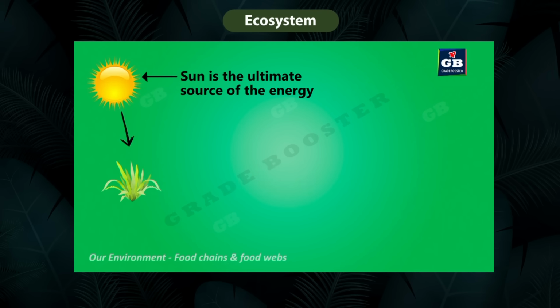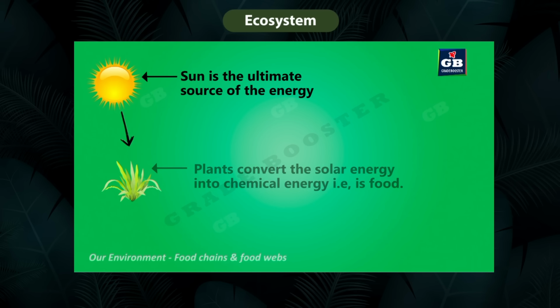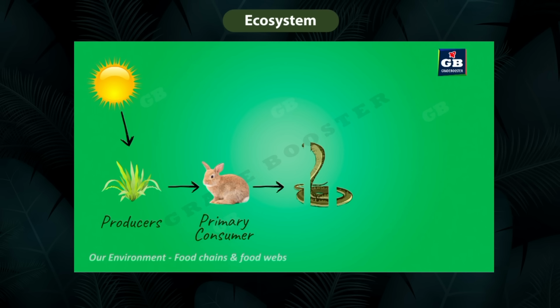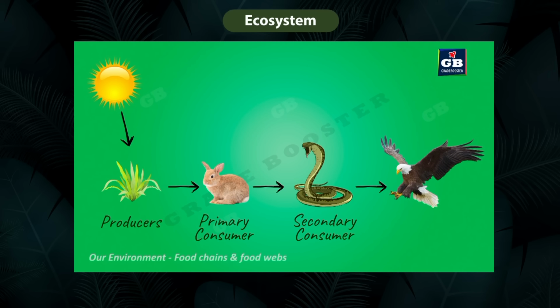In any food chain, the sun is the ultimate source of energy. Plants convert the solar energy into chemical energy, that is nothing but food. That is the reason why plants are called producers, because they produce the food. The animals that feed on plants are called primary consumers, and the animals that feed on primary consumers are called secondary consumers. The animals that feed on secondary consumers are called tertiary consumers.